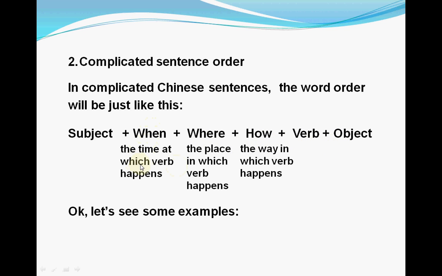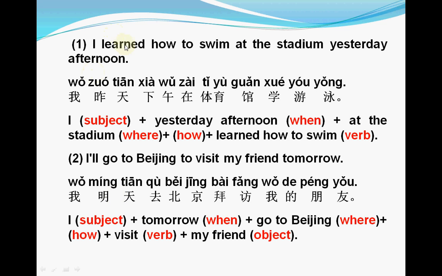When is the time at which the verb happens. Where is the place in which the verb happens. How is the way in which the verb happens. Okay, let's see some examples to show how to use these word orders. For example, the first one: I learned how to swim at the stadium yesterday afternoon.